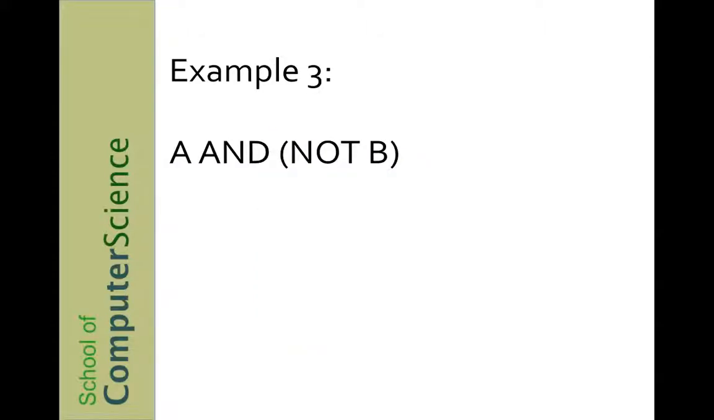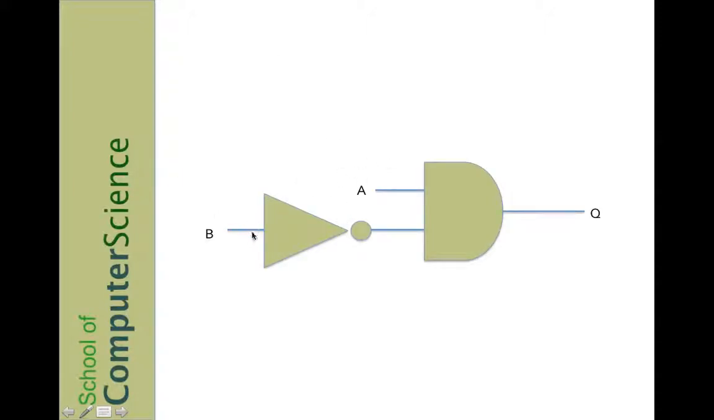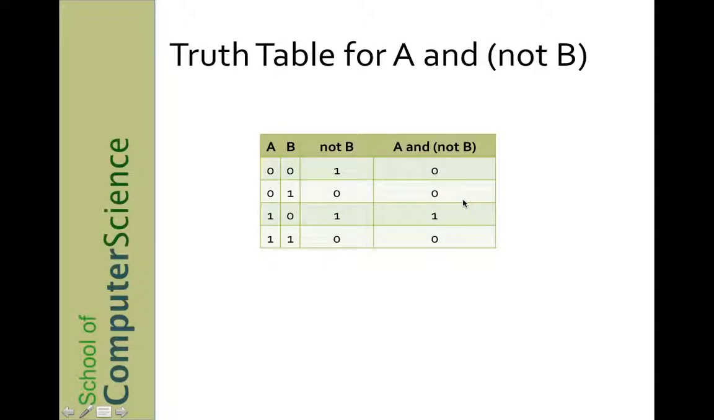We'll look at two more examples. Example 3, so only got two inputs this time. A and not B. If we look at the logic for this, not B is dealt with first, so we convert the B to a not of what it is, and then you combine it with A to produce the output. Look at the truth table, you've gone through all the options of A and B.